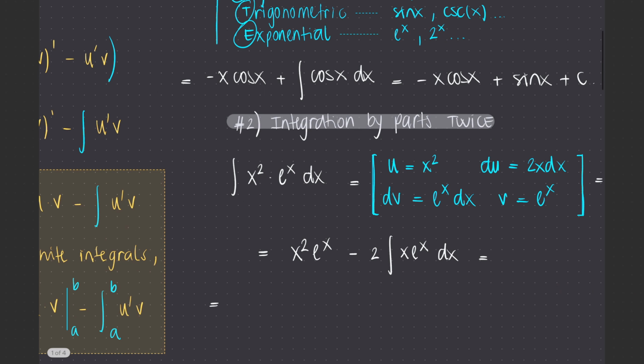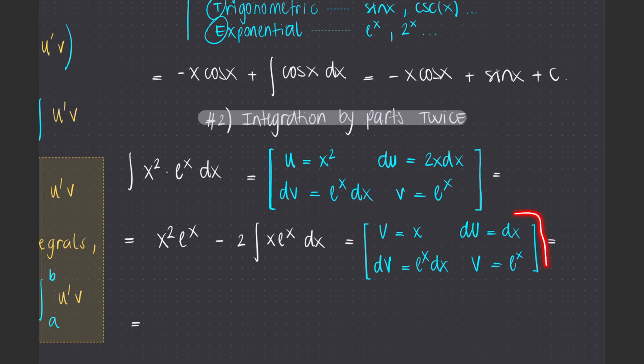So when we use integration by parts for the second time, we have capital U as x, which means that dU is dx, dV is e to the x dx, therefore capital V is e to the x. And remember that all of this goes over here.